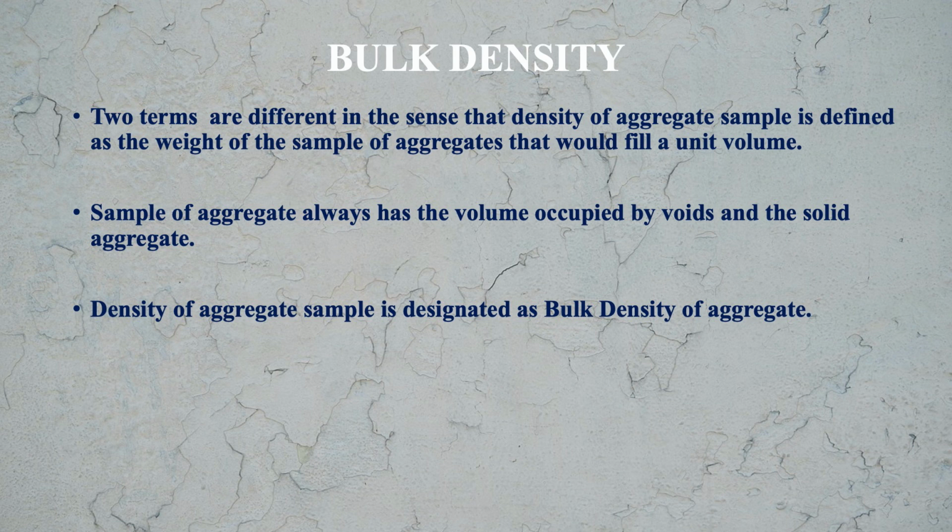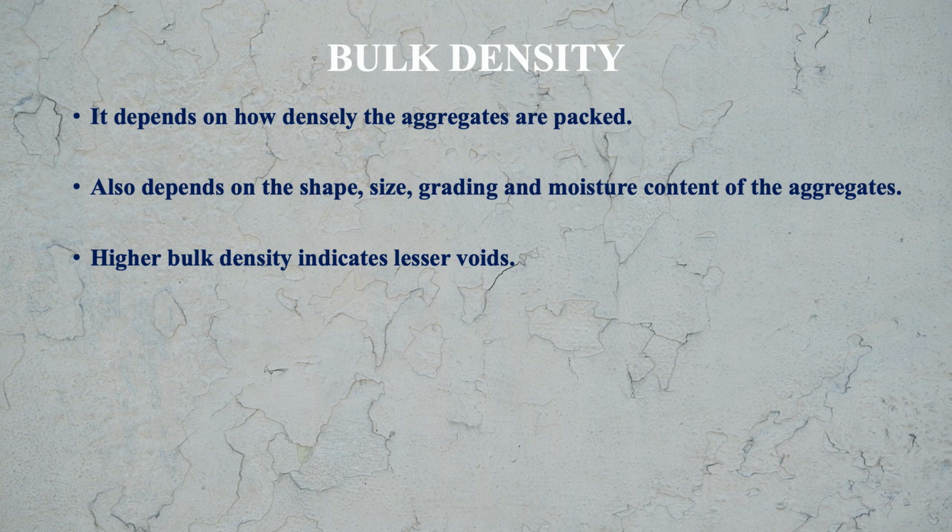Now the sample of aggregates always has the volume occupied by voids and the solid aggregates. That is why the density of aggregate sample is designated as bulk density of the aggregate. Bulk density depends on how densely the aggregates are packed, which further depends on the shape, size, grading and the moisture content of the aggregates.